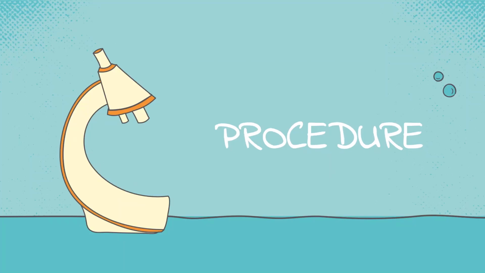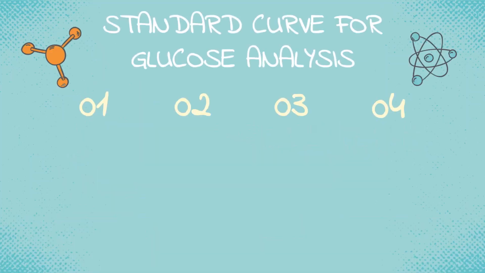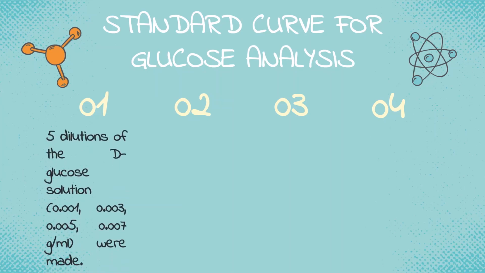For the procedure, the standard curve for glucose analysis will be conducted. For the first step, 5 dilutions of the D-glucose solution were made. The acetate buffer provided was used in all dilutions. That was the glucose standard. The dilution calculation was shown in the report.